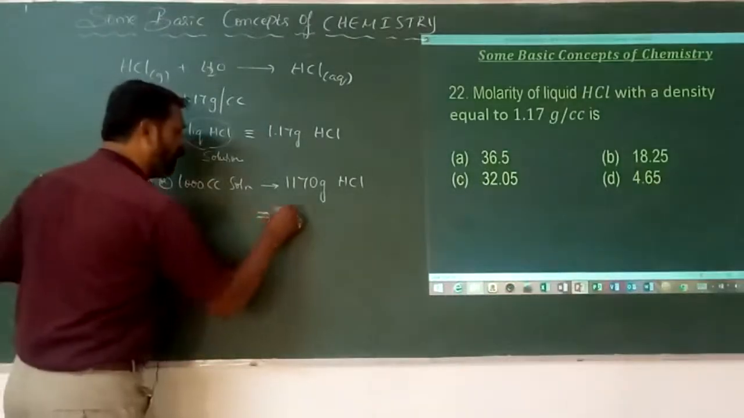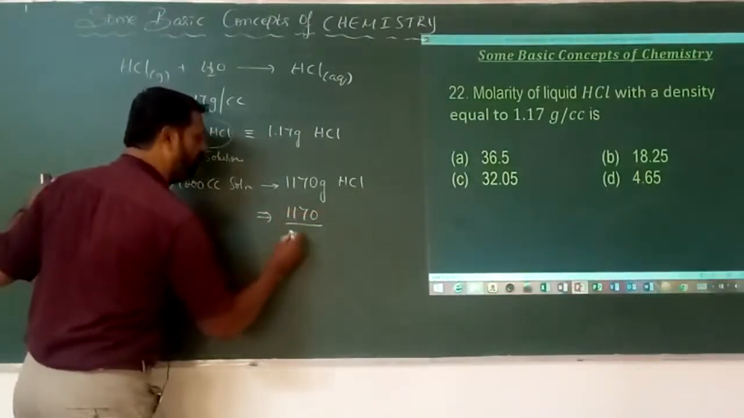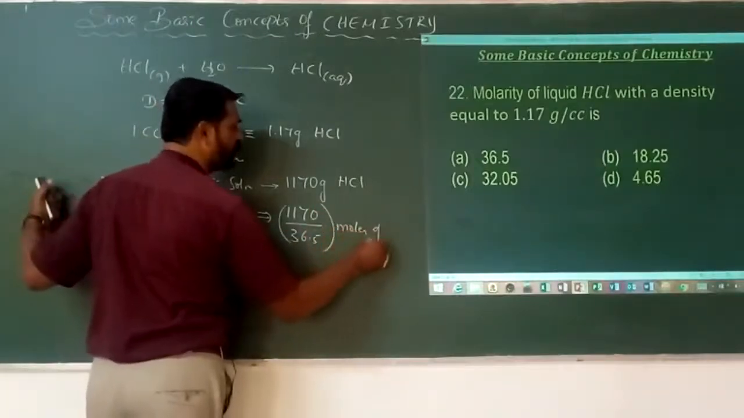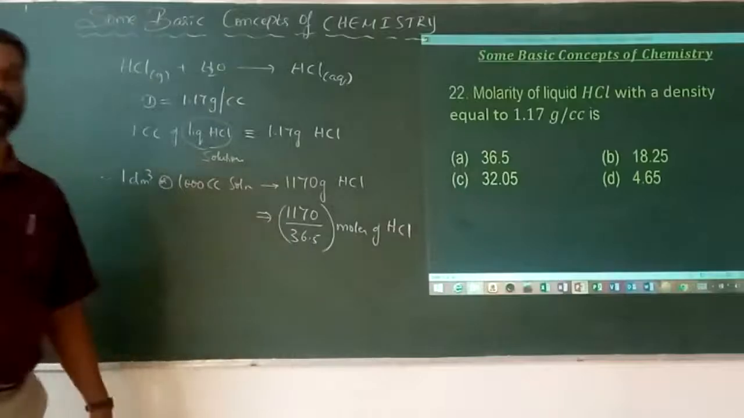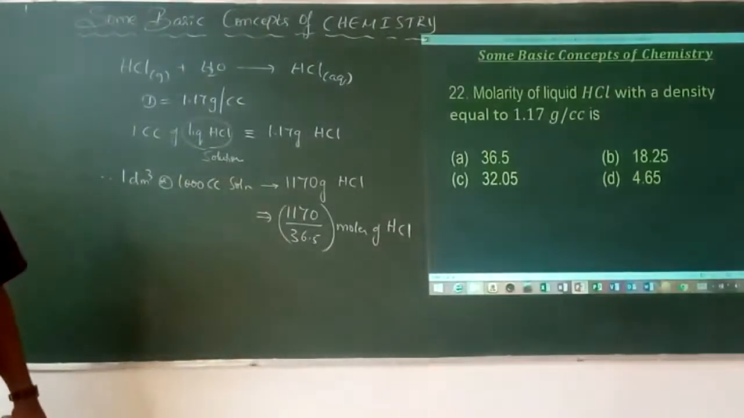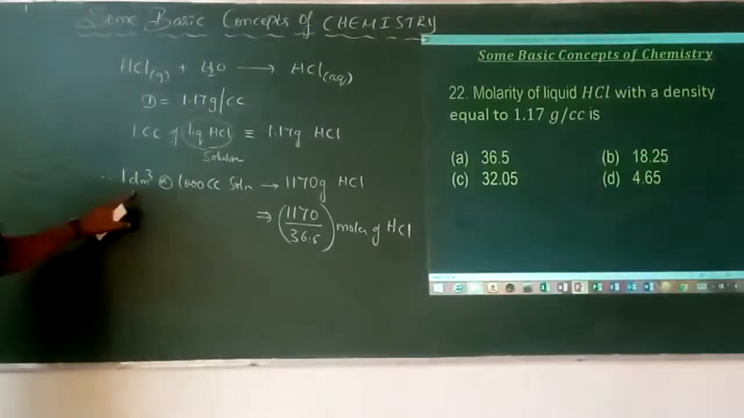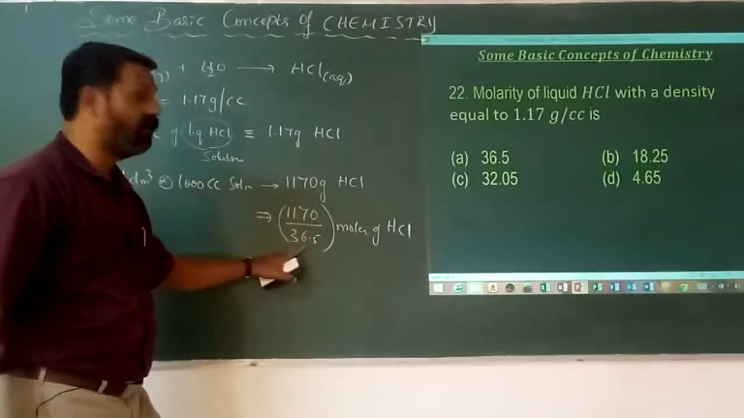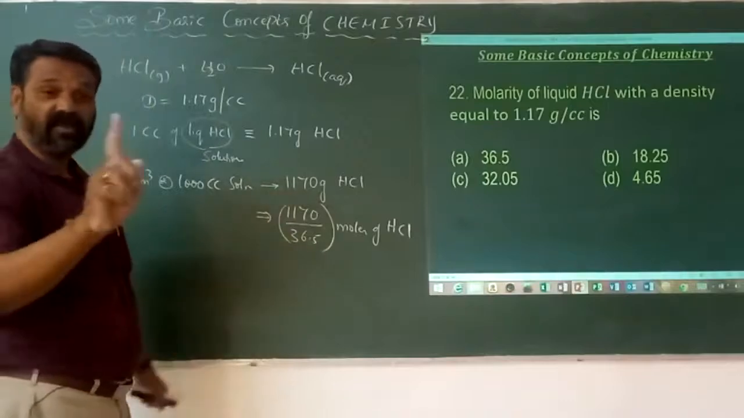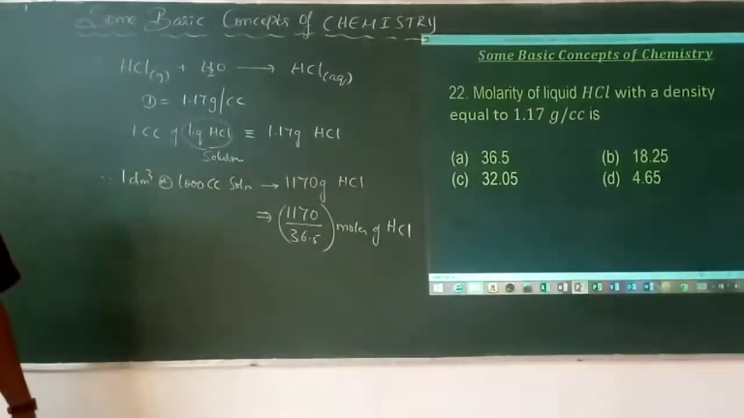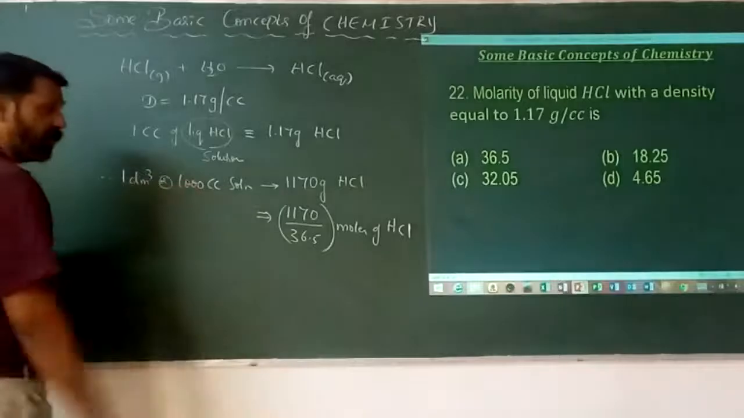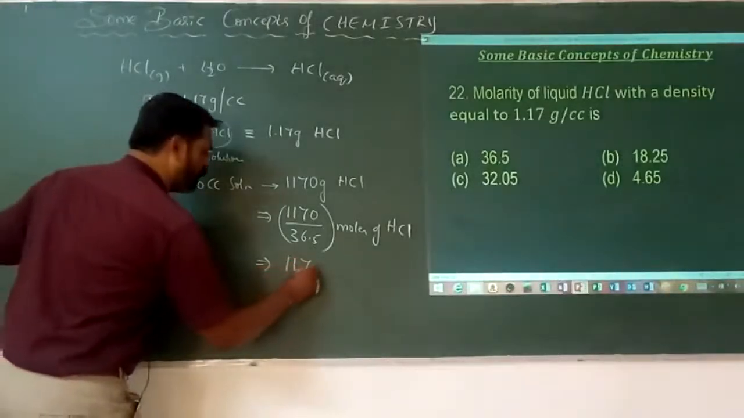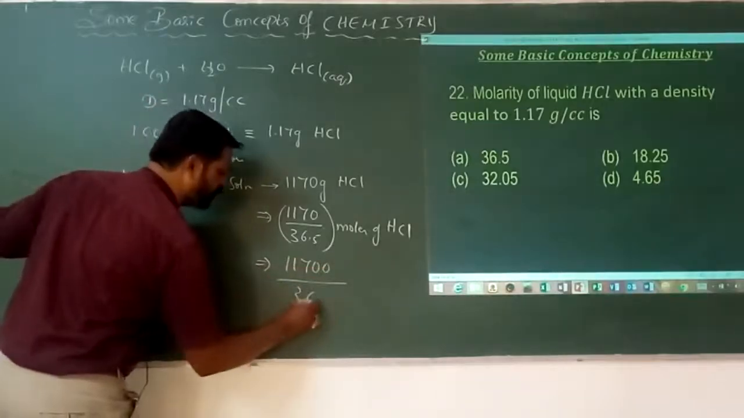It is equal to 1170 divided by 36.5 moles of HCl, because for molarity calculation it is the number of moles per liter. Here the mass of that substance is 1170 divided by the molecular mass of HCl. H is 1, chlorine is 35.5, that is equal to 36.5. So when I simplify this, it is equal to 11700 divided by 365.